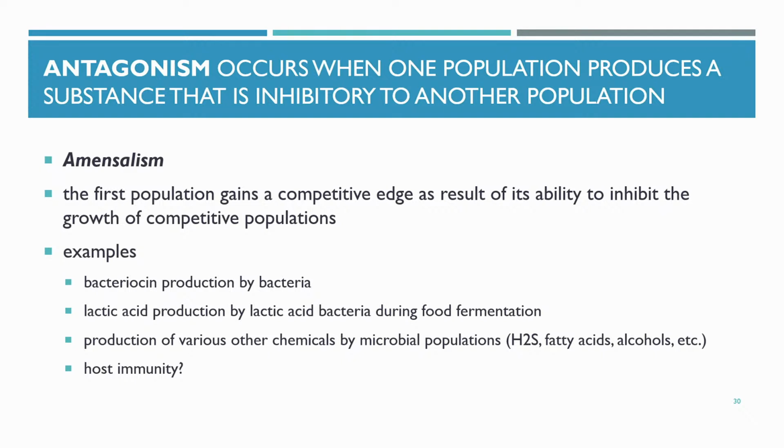And so production of other chemicals by microbial populations. Basically, certain organisms can produce fatty acids, alcohols, H2S gas, and things like that, that allow it to grow and reproduce, but it inhibits another population that can't live on these things. There's also some discussion about whether our immune systems and our microbes have this kind of relationship as well, because there's this really complex system going on.